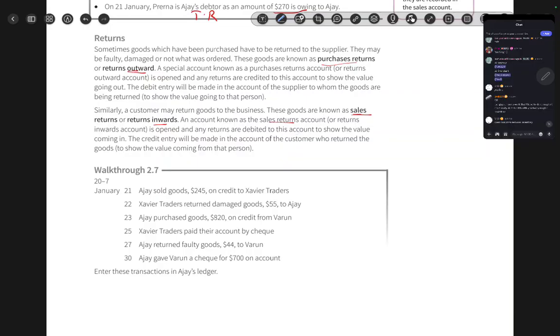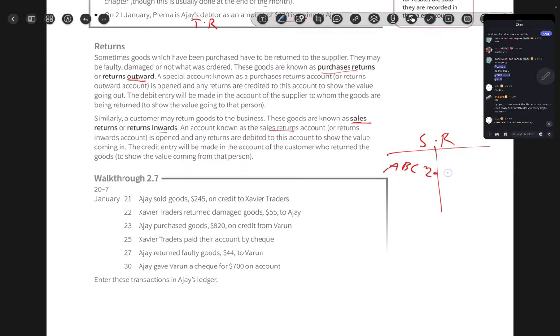Returns inwards is opened, and any returns are debited to this account to show the value coming in. So every time you have sales returns, your sales returns account will be debited. Let's just say you have ABC or whatever, and you return. Oh wait, we have an example already. We can just look at this example and understand.